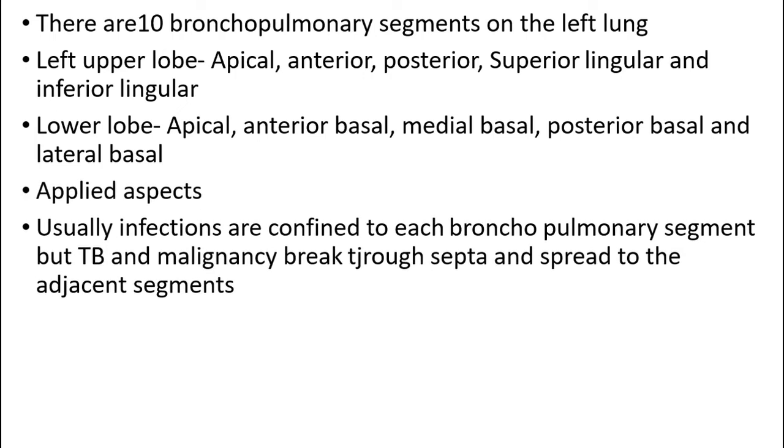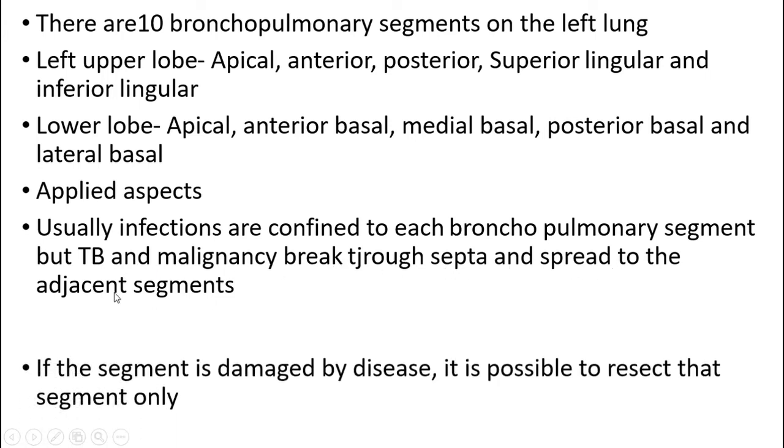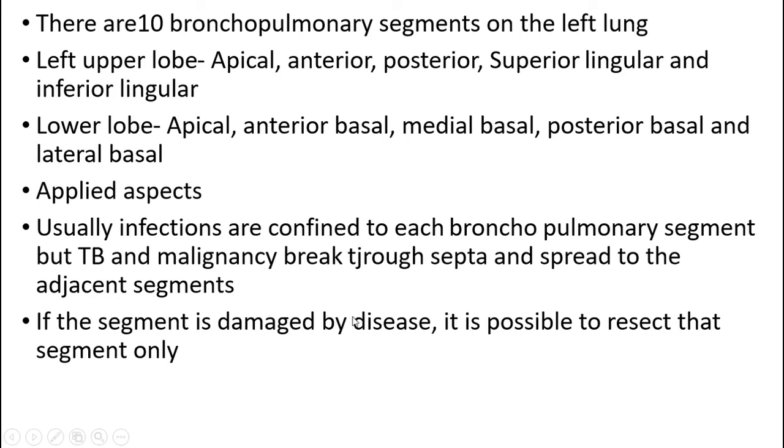The applied aspects of the bronchopulmonary segment. Usually infections are confined to each bronchopulmonary segment, but TB and malignancy break through septa and spread to the adjacent segments. If a segment is damaged by a disease, it is possible to resect that segment only.